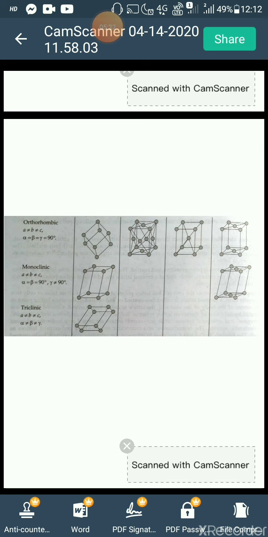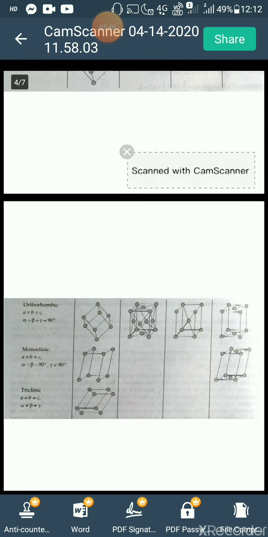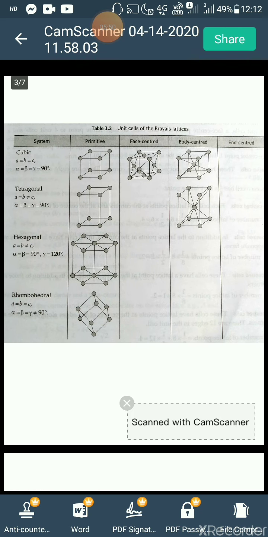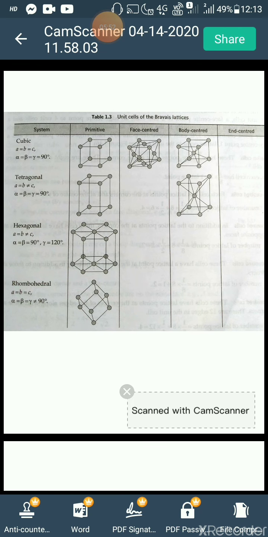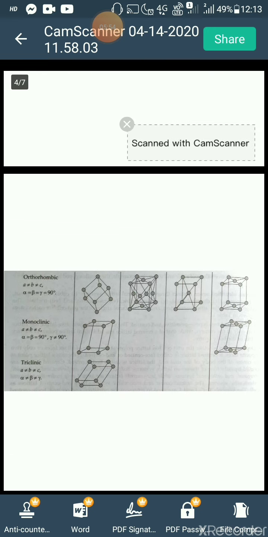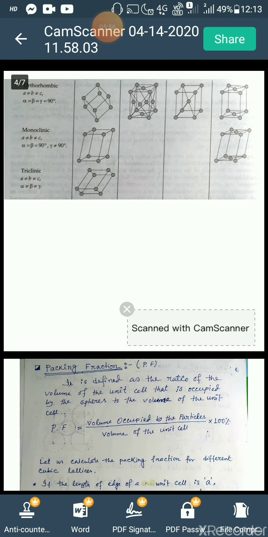In case of monoclinic, only simple or primitive unit cell and the end-centered unit cell is possible. In case of triclinic, only simple or primitive unit cell is possible. So in total, there are 14 types of unit cell or Bravais lattice.